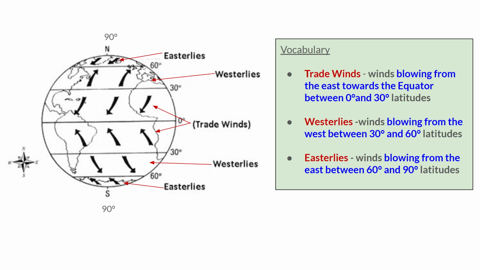So winds between 30-degree and 60-degree north are called westerlies because those winds are coming from the western direction. And finally, winds closer to the poles between 60 and 90 degrees latitude are called easterlies because those are winds that are coming from the eastern side. So 60 to 90-degree north and south are easterlies. 30 to 60-degree north and south are westerlies, and in the middle between 0 and 30-degree north and south are trade winds.